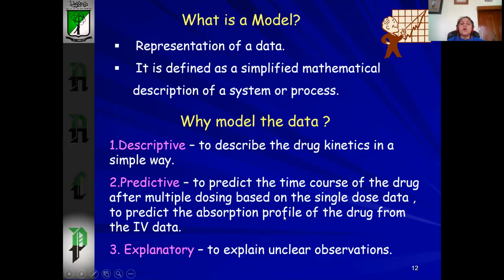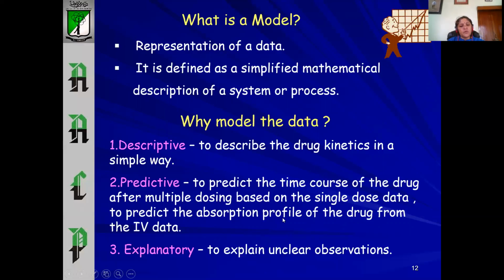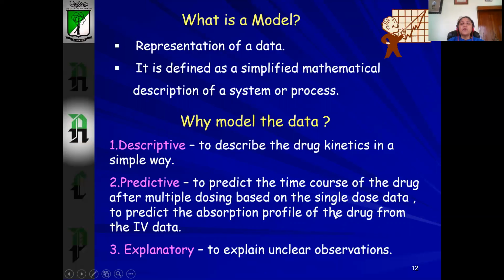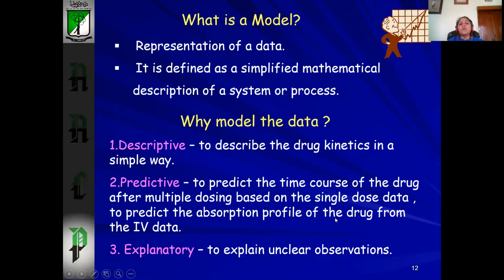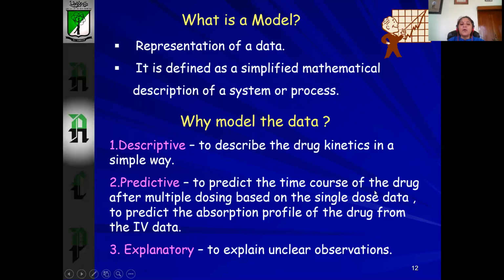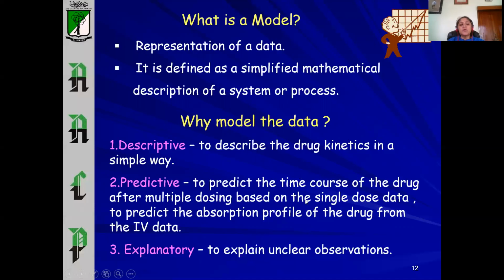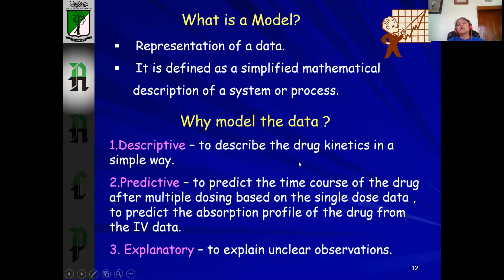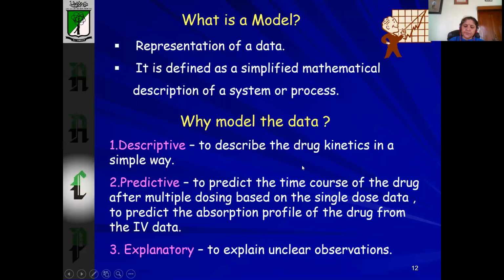Explanatory is to explain certain unclear observations. For example, why ADR is happening for a drug. It could be because even after stopping the drug, after 3-4 days also sometimes ADRs are seen. Why? It could be explained with the help of pharmacokinetics because it could be that the drug is bound to the tissues. Until the drug is completely removed from the body, it can exert certain adverse reactions.